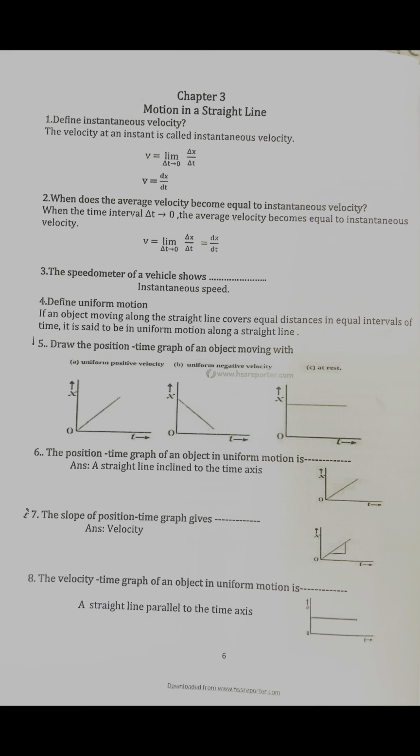We want to remind that when we write the expression of average velocity, we use delta, a triangle symbol, but when we write the instantaneous velocity, we use d by d. The speedometer of a vehicle shows the instantaneous speed.